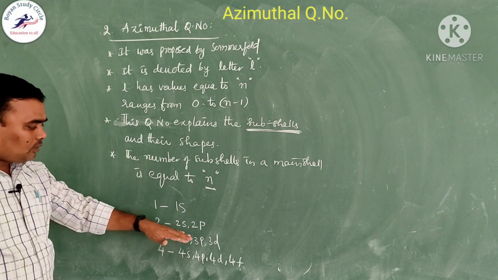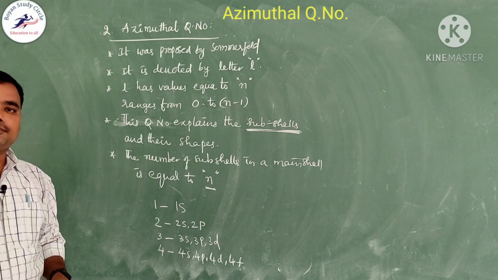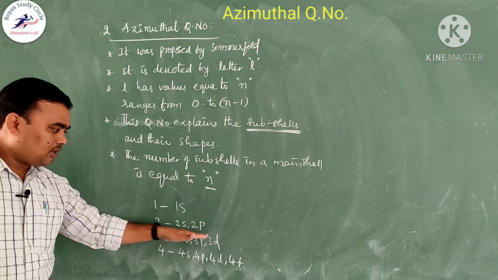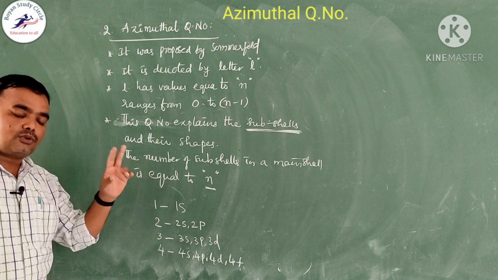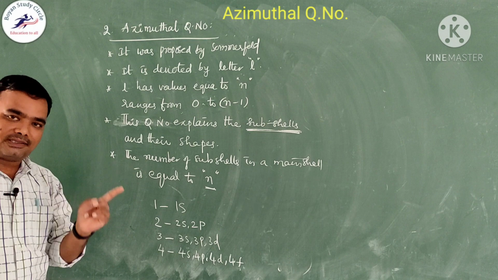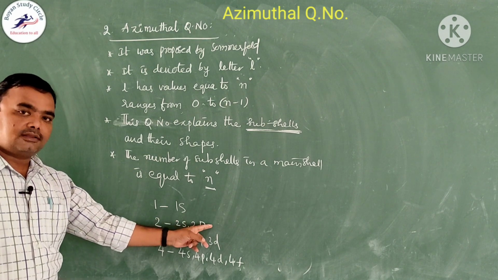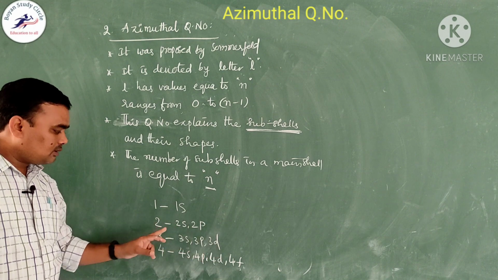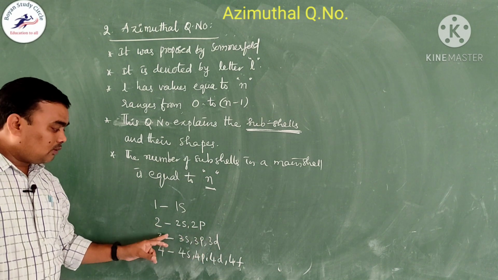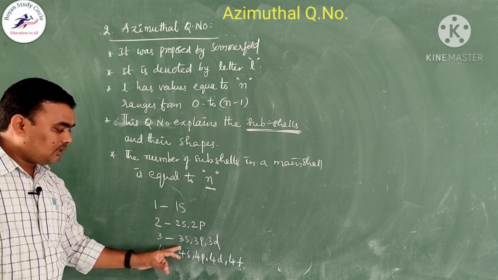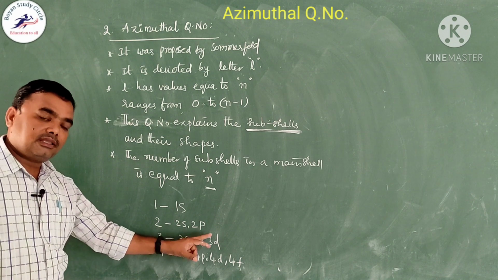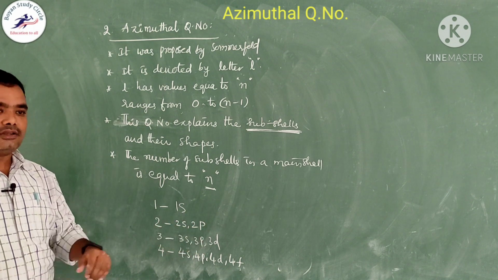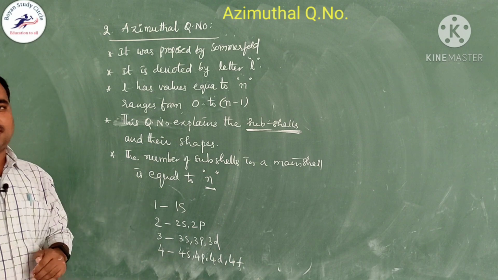For example, why is there no 2d? Because the second main shell has only 2 subshells, s and p, there is no chance for d, that is why there is no 2d. Why is there no 3f? Because in the third main shell only 3 subshells are present, that is why 3s, 3p, 3d are present, there is no 3f. So, in this way subshells are present.